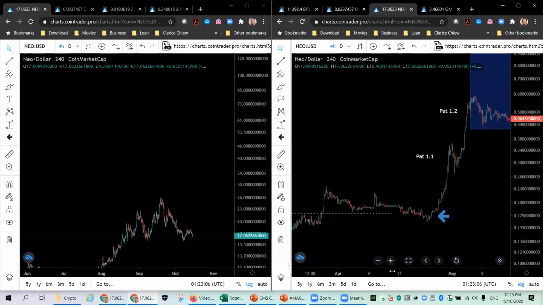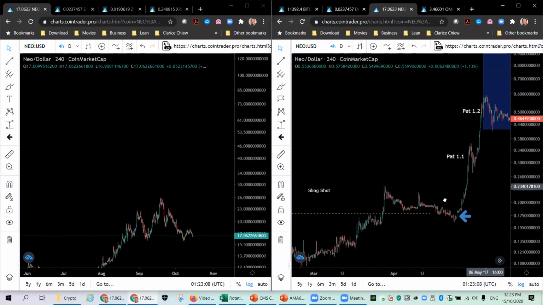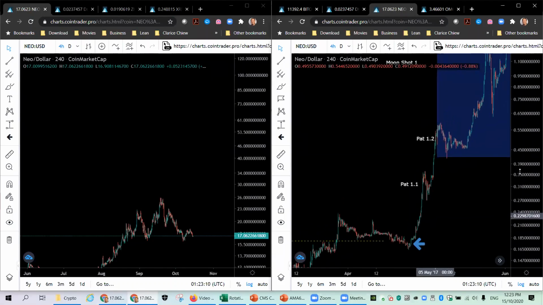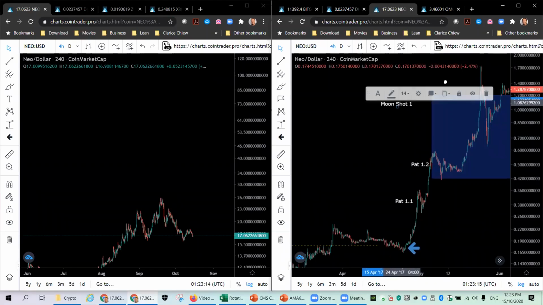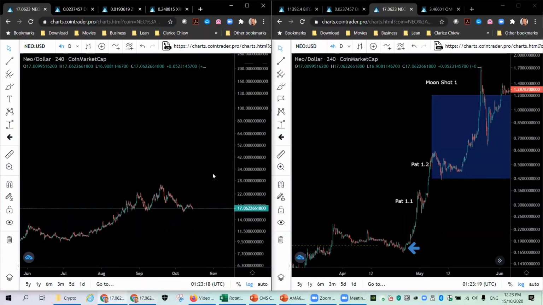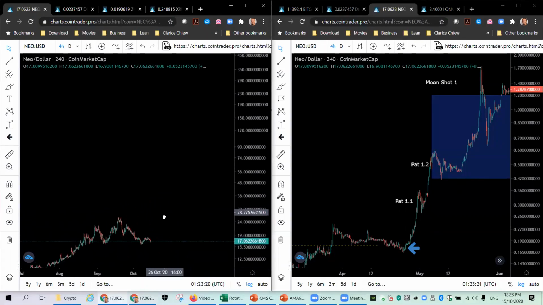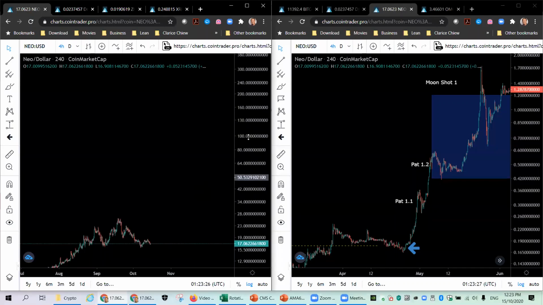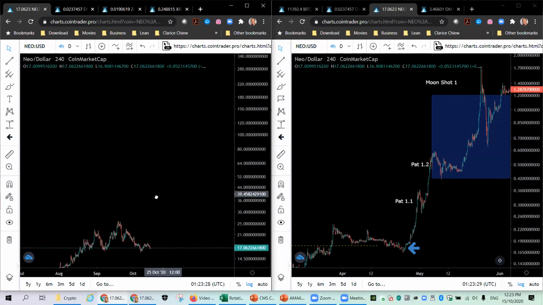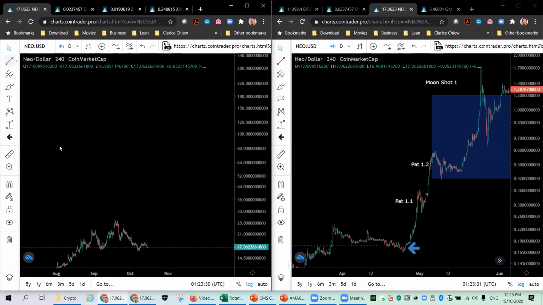Where's moonshot 1? Let's see if we can get to moonshot 1. Yeah, moonshot 1 is right up there. There's moonshot 1. Here's moonshot 1, guys. Okay, on the top there. If this is where it is, how it's going to look. Yeah, it's probably going to be something like this.